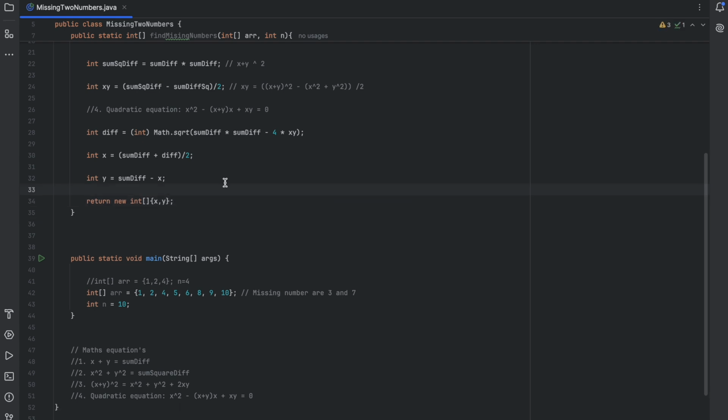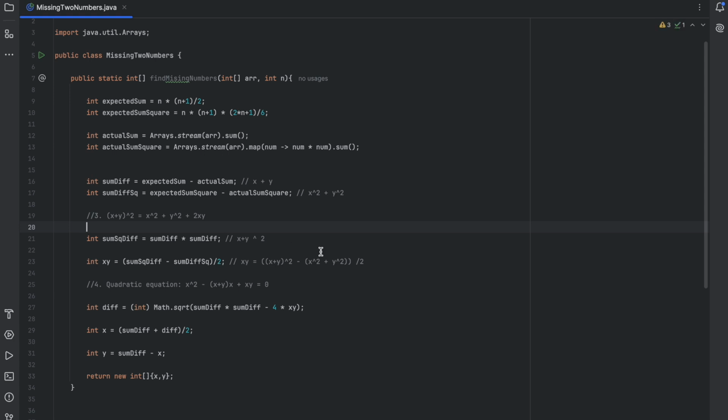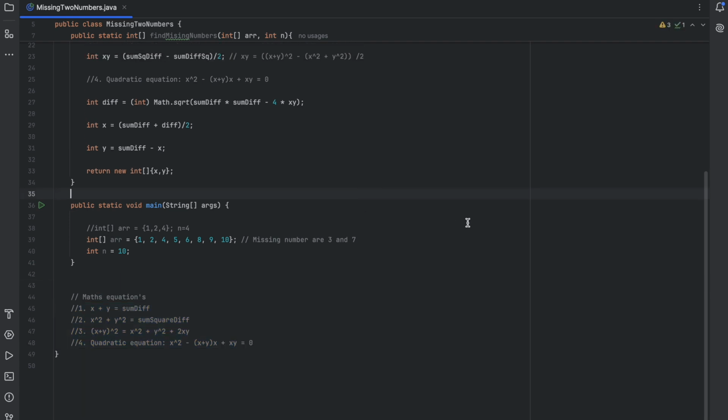Now let us see whether it is working or not. I hope you are understanding. We are just solving these equations. We need to know these equations, and we have solved this in our maths in school. Now let us run it and see whether we are getting the right value or not. We run this program.